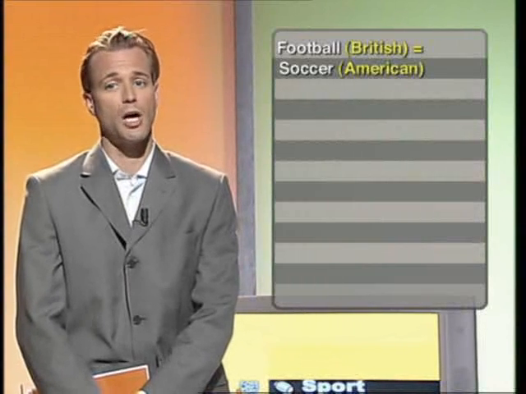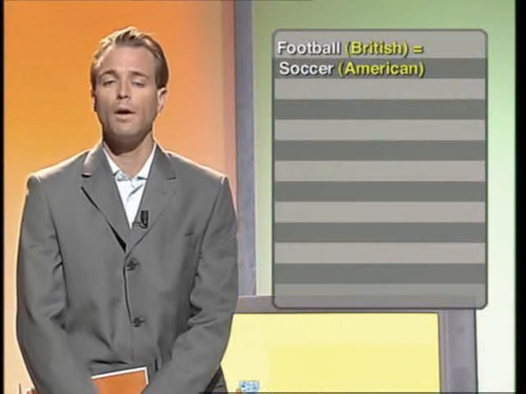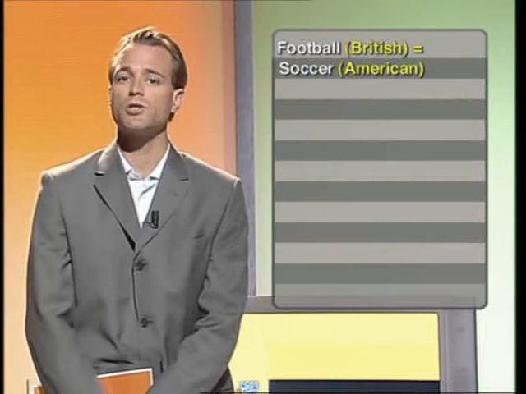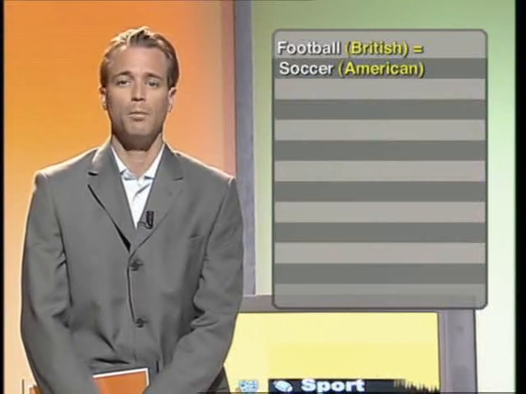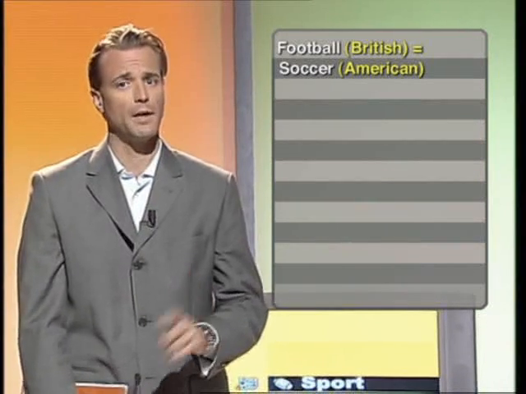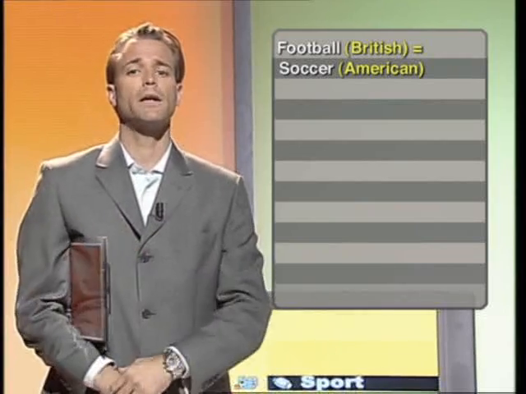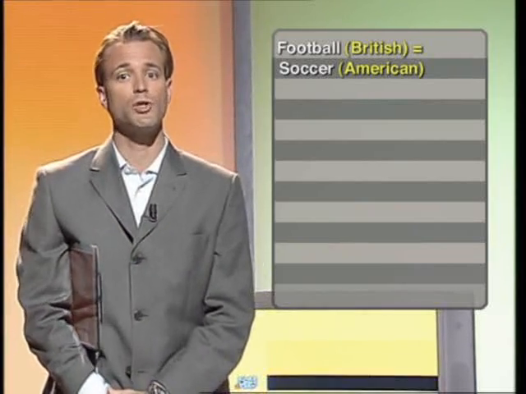First of all, football and soccer are the same thing. Football is the British word, and soccer is the American form. But they are exactly the same thing. So, let's take a look at some of the vocabulary we use to talk about football.